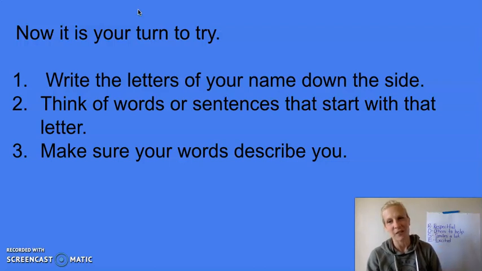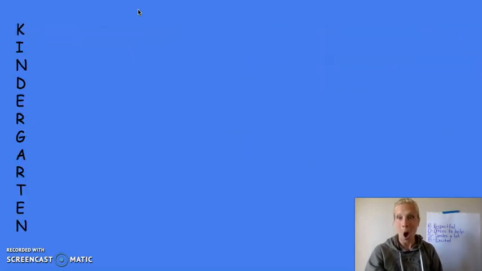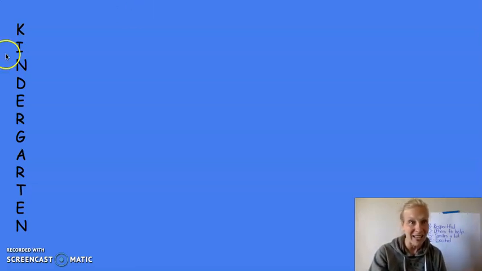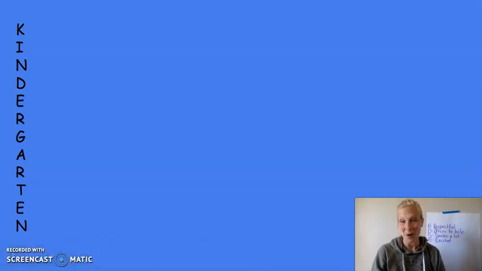Now, I have kind of a short name, so I was thinking of a challenge for some of my other kindergarten friends that might have a short name too. I was wondering, for those friends that want a challenge, do you think you could write an acrostic poem for the word kindergarten? Look at that. I have it here down the side of my page. Kindergarten. It's a long poem, isn't it? I can't wait to see if you try it.